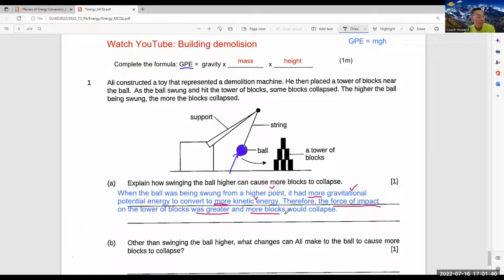Okay, more blocks would collapse because they're asking you what caused more blocks to collapse. This part, you see. So you must mention the conversion of more GPE to more KE, and this will lead to greater force of impact. Impact means when they hit the tower, just like we saw, right? The wrecking ball, yeah. This will cause more blocks to collapse.